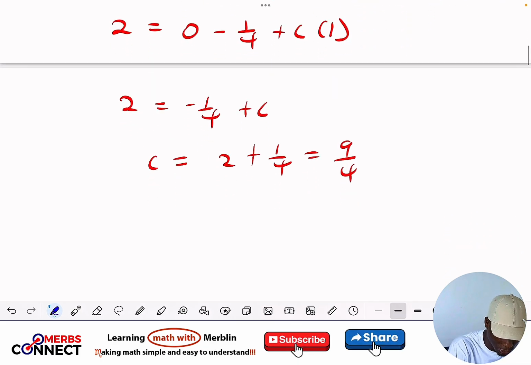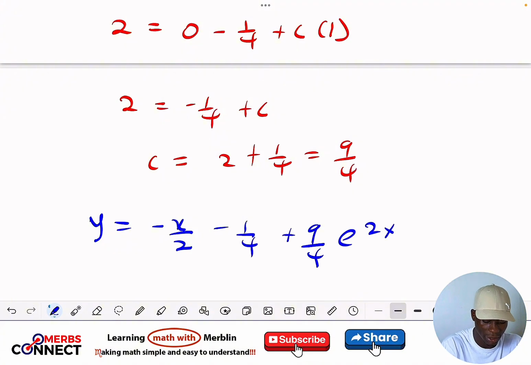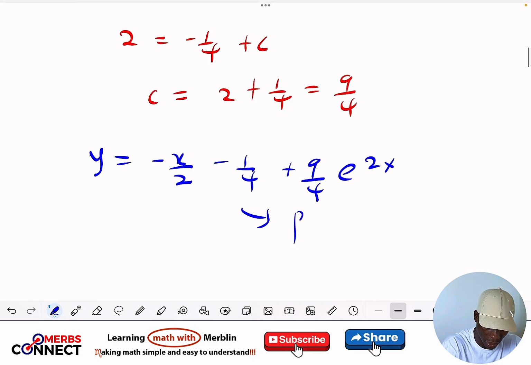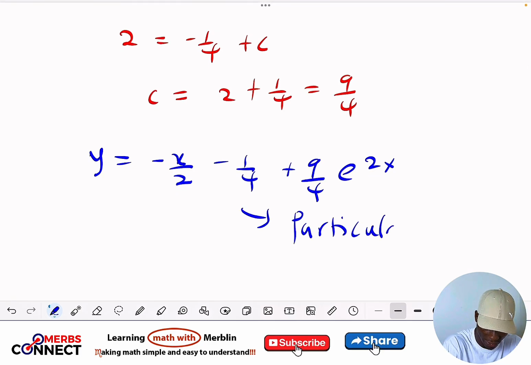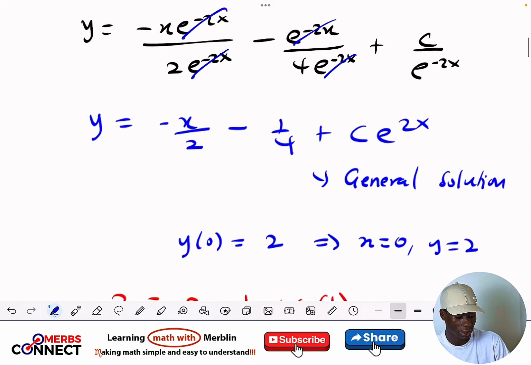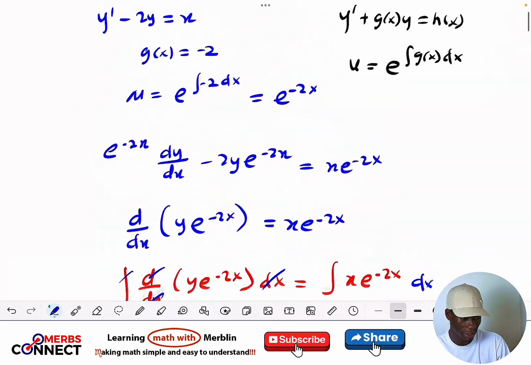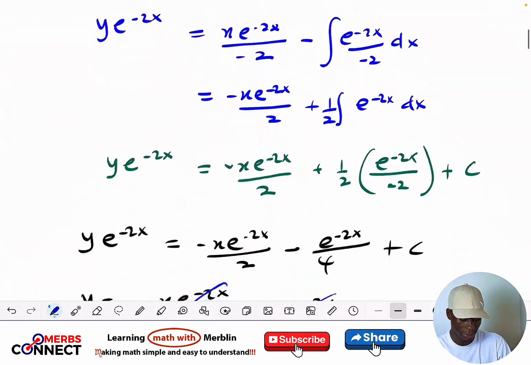So our particular solution is going to be y is equal to minus x over 2 minus 1 over 2 plus 9 over 4 e to the power 2x. This is the particular solution that we are going to get for this particular question. So this is what you are going to get for the first question.